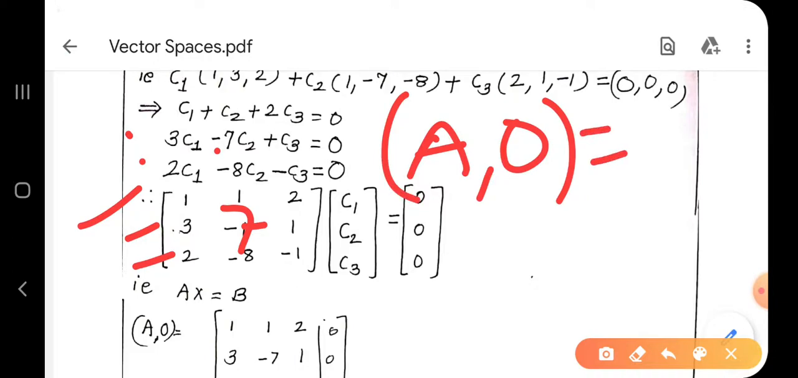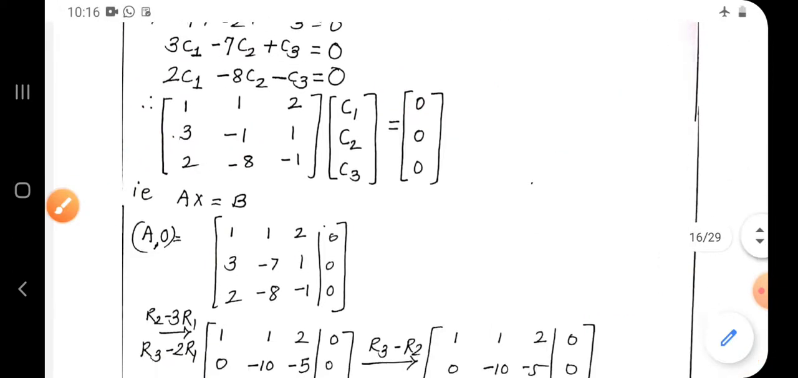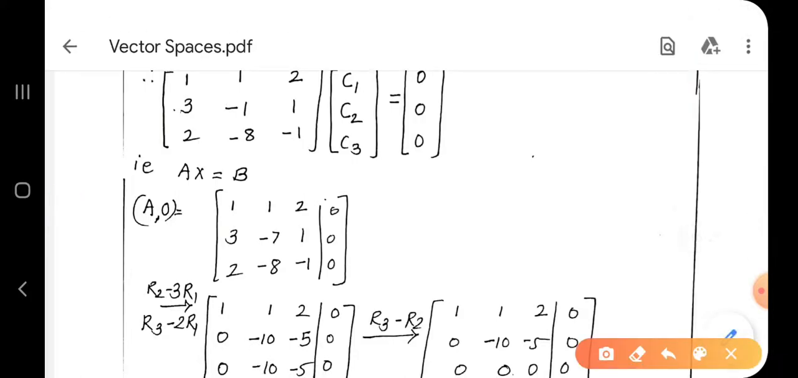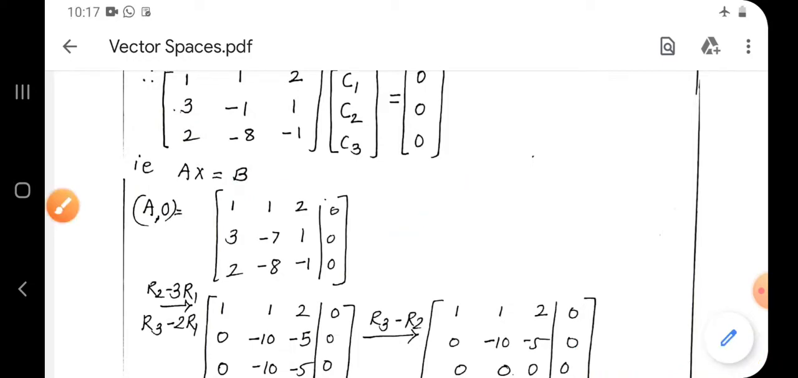Consider the augmented matrix A, 0. Homogeneous system. Do you remember? Augmented matrix A, 0. Take that. Here Ax equal to 0. So, I get the augmented matrix A comma 0. Write down that augmented matrix and reduce it into canonical form.